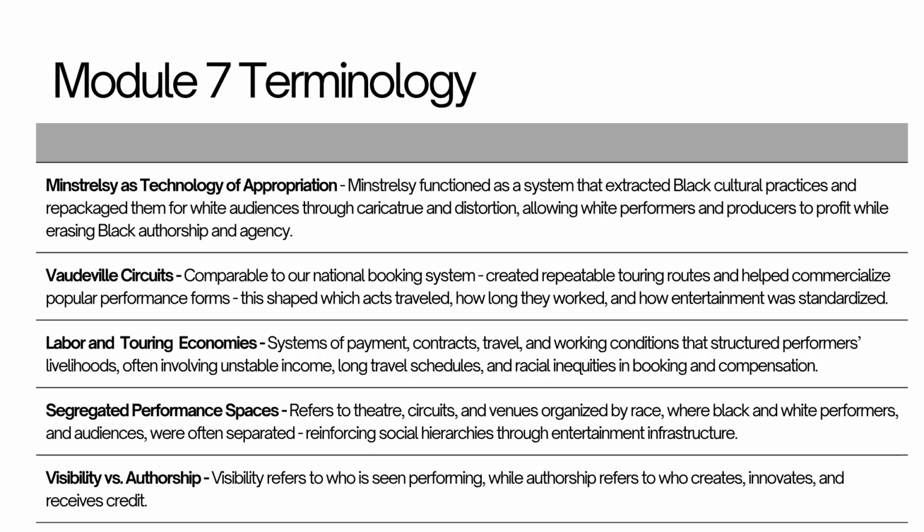Segregated performance spaces refers to theaters, circuits, and venues organized by race, where Black and white performers and audiences were often separated, reinforcing social hierarchies through entertainment infrastructures. And last, visibility versus authorship. Visibility refers to who is seen performing, while authorship refers to who creates, innovates, and receives credit. In American performance history, Black artists were often highly visible as entertainers, but were denied recognition as originators or intellectual contributors.